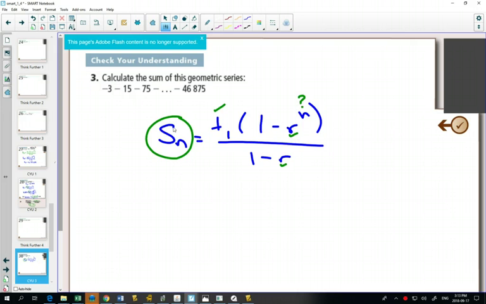We have a problem. There are two things that we don't know. This is what we're asked to find. We're asked to calculate the sum, but we also don't know n. If we knew everything except for one thing in this equation, you can use algebra to solve for it. But we don't know what n is. So we can't use this equation yet. And before we can use this equation to find Sn, we need to find n first.